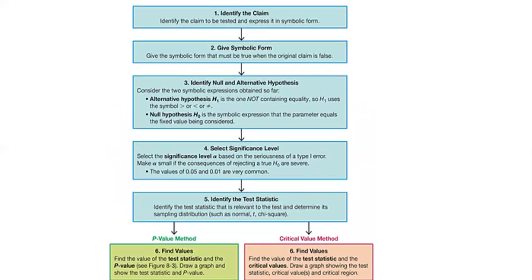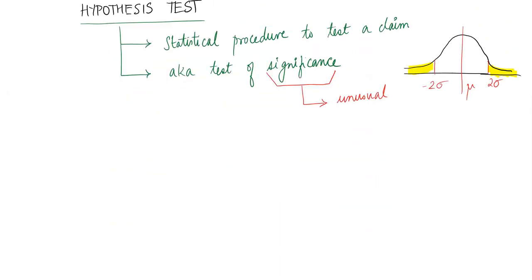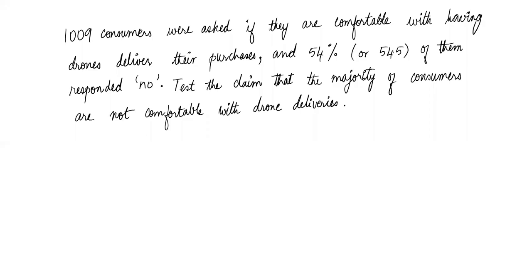So let's get back to understanding each one of them. To help us walk through this with a context, I will write down this problem for you so that we can use that problem to make reference to these individual steps. Let me read the question to you. 1009 consumers were asked if they are comfortable with having drones deliver their purchases, and 54% or 545 of them responded no. Test the claim that the majority of consumers are not comfortable with drone deliveries.